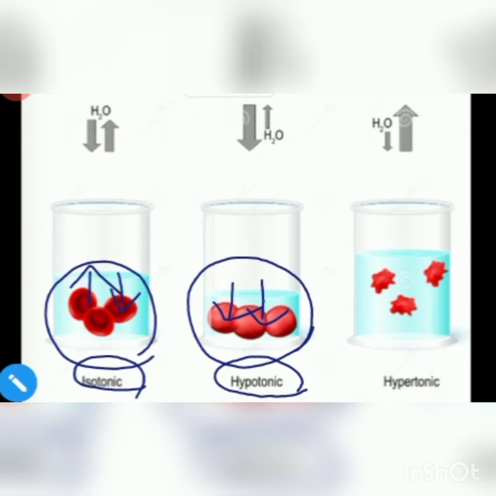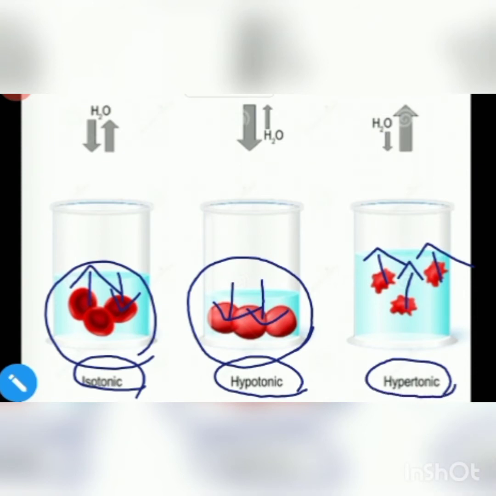Now, what if the medium has a lower concentration of water than the cell? So, the concentration of water is lesser outside the cell. What will happen? Naturally, water will move from inside the cell to the outside. The cell will lose a lot of water by the process of osmosis. Now, such a solution is said to be a hypertonic solution.